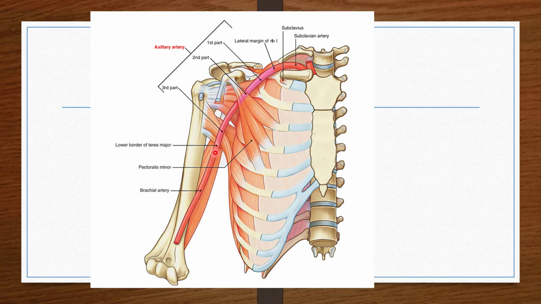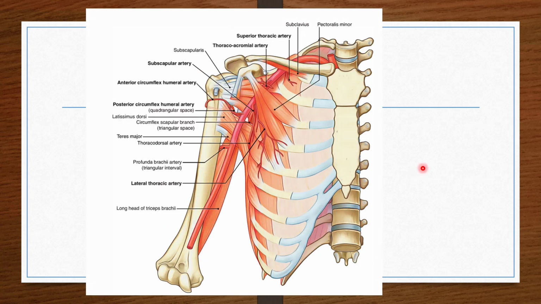This axillary artery is divided into three parts by the pectoralis minor muscle. The part which is above the pectoralis minor is the first part. The part which is behind the pectoralis minor is the second part, and the part which is below the pectoralis minor up till the lower border of the teres major muscle is the third part of the axillary artery. So this diagram is very important for understanding the parts of the axillary artery.